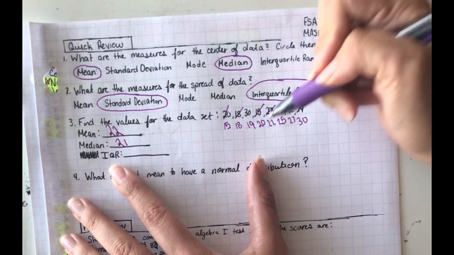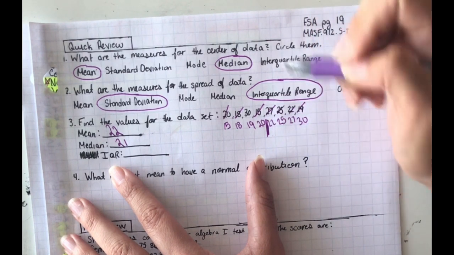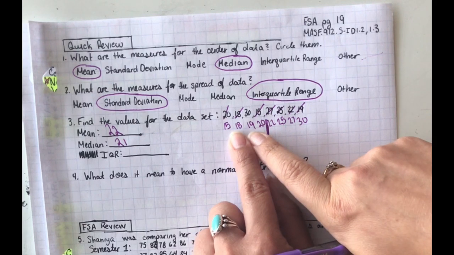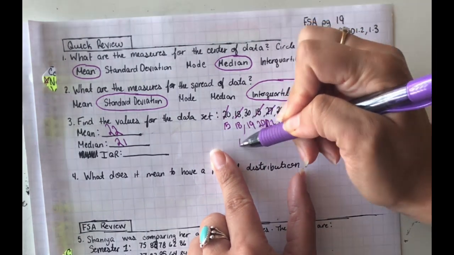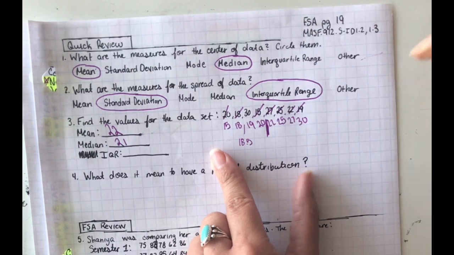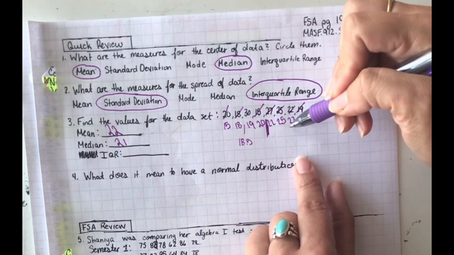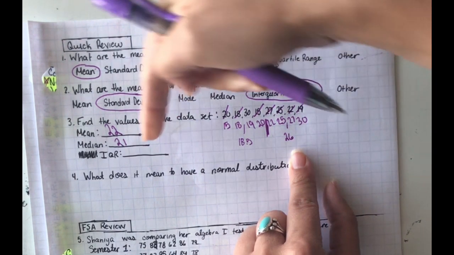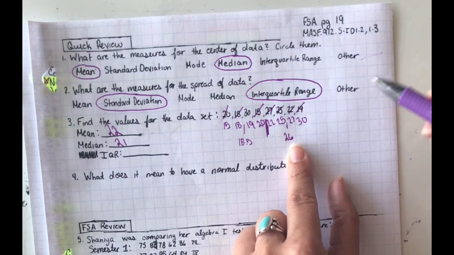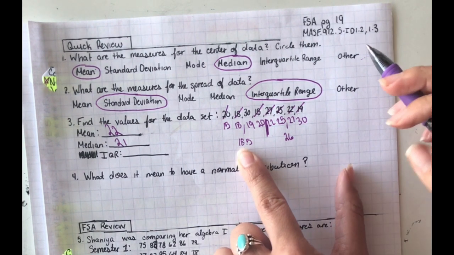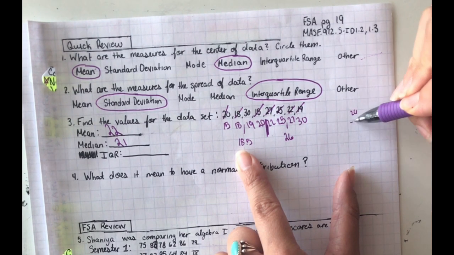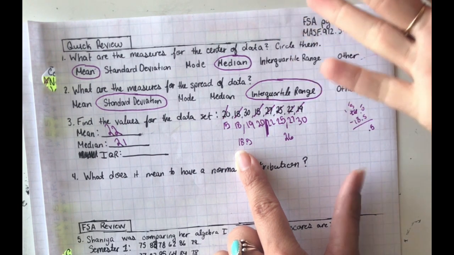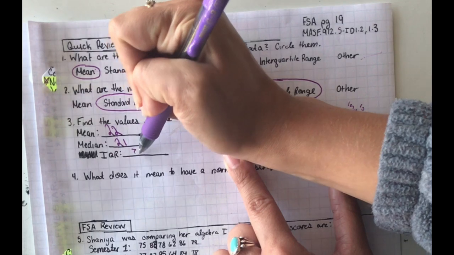And my interquartile range, so if right here is my median, I'm going to find my lower quartile, which is in between 18 and 19, which is 18.5. And my upper quartile, which is in between 25 and 27, which is 26. And my interquartile range, I'm just going to subtract 26 minus 18.5, is 7.5.